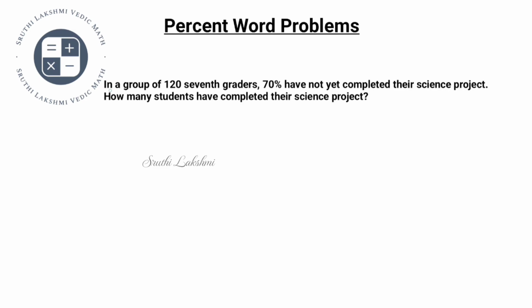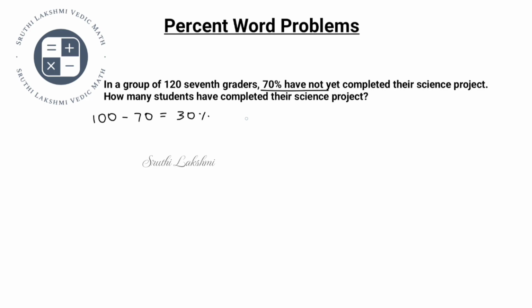Let's look at one more problem. In a group of 120 7th graders, 70% haven't yet completed their science project. How many students have completed their science project? So here it says 70% haven't yet. And now the question is how many have? So let's subtract 70 from 100. 100 minus 70 is 30. So that means 30% have completed their science project.